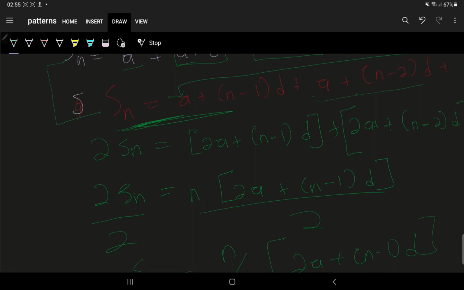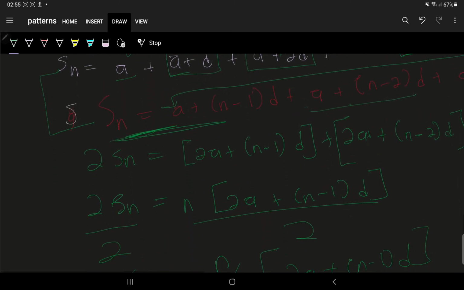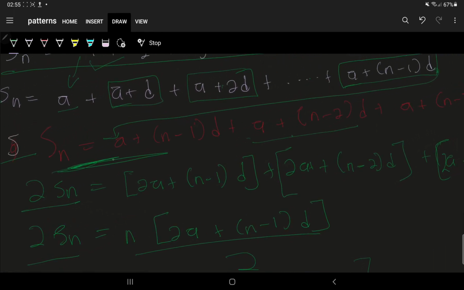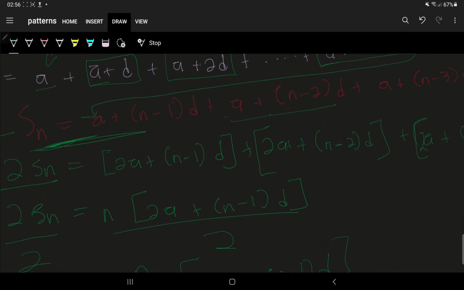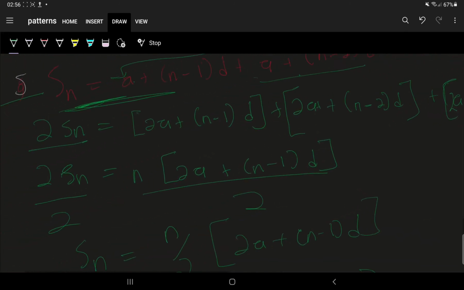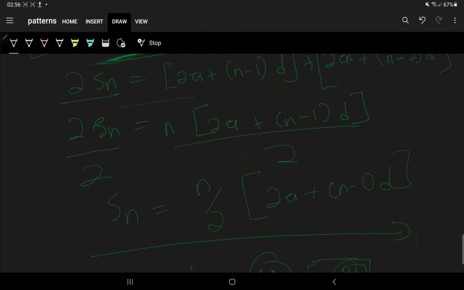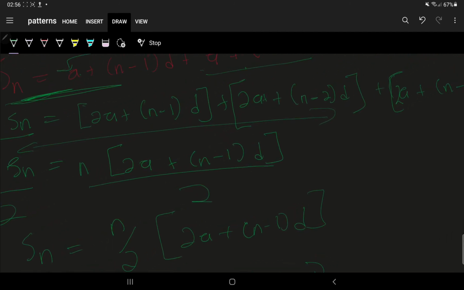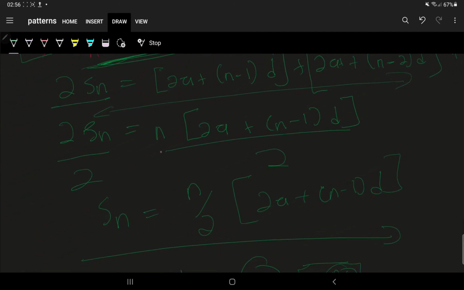This is Sn, this is Sn, these are the same terms, so we can add them. We are going to have 2Sn. Then if you add this, a plus a is going to be 2a plus n, and it goes on like that. So we are going to have the same values, but some of them have different signs. When you add this, you can compute it down, but you don't have to compute it in the exam, you just have to understand what is going on. Then you are going to be left with this part.